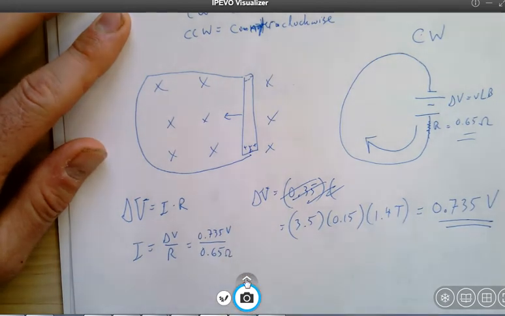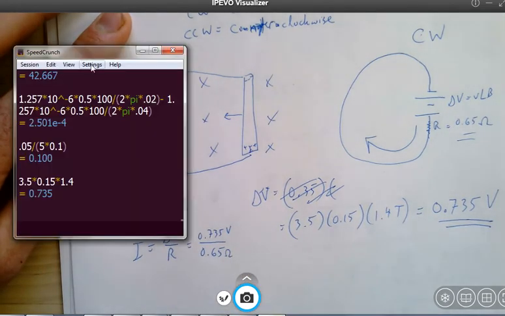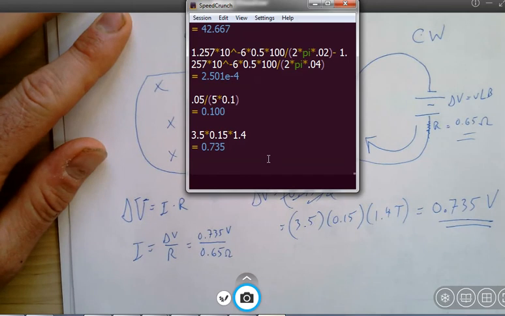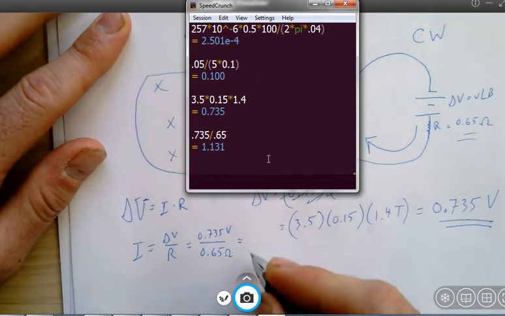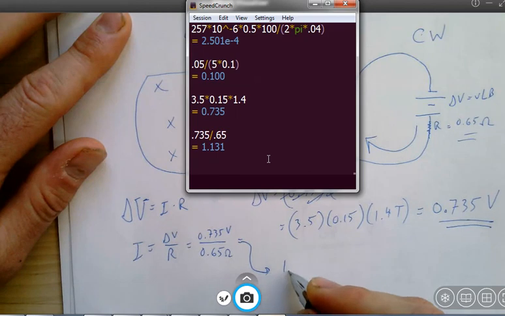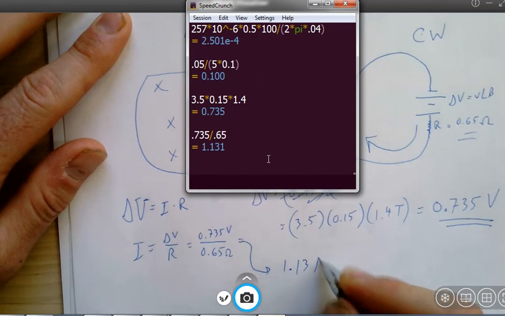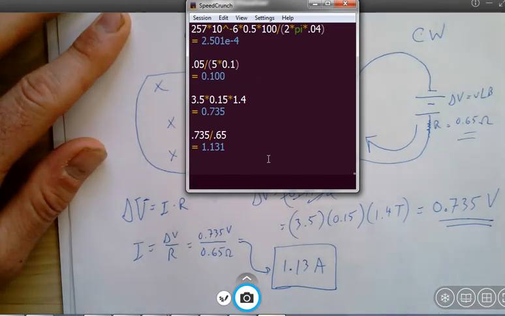So putting all these together, I can compute 0.735 divided by 0.65, and I end up getting 1.13 amps going through this circuit.